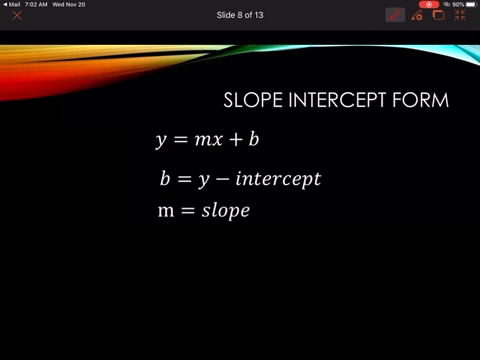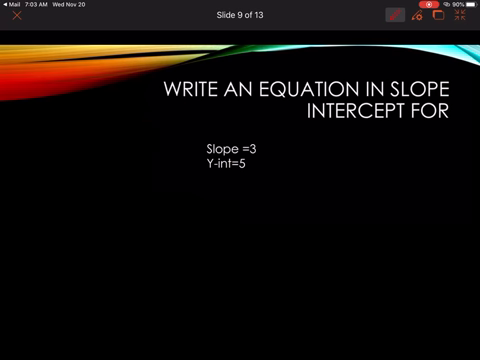So slope-intercept form. This is important. I'm sure you've seen it before. So y equals mx plus b, where b is the y-intercept and m is the slope. So we're going to work on making equations in that form.